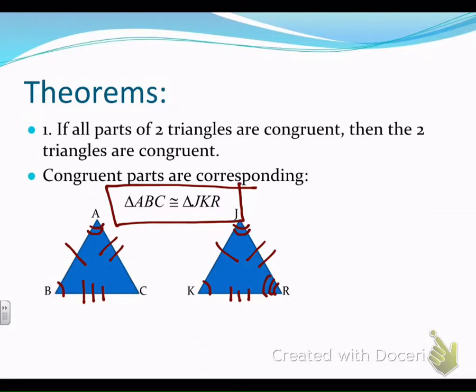Now this is a congruent statement. Triangle ABC is congruent to triangle JKR. If you notice, A is listed first and J is listed first in this statement. Those two are congruent, equal to each other. B and K are in the second spot, so those two are equal to each other. And then C and R, those two are equal to each other. So you can tell first, second, third are equal to each other.